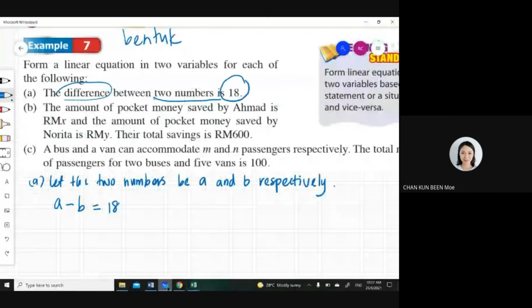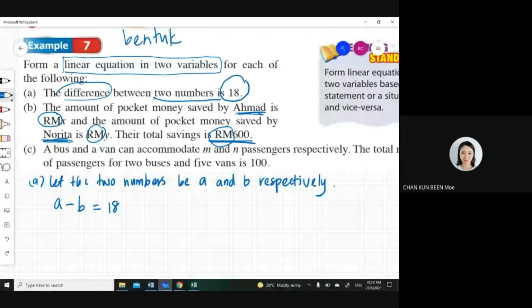Okay, I move on. B. The amount of pocket money saved by Ahmad is RM x, and the amount of pocket money saved by Norita is RM y. Their total saving is 600. So there are two persons, Ahmad, not our Ahmad that we see, and Norita. You have to bear in mind when you are asked to form a linear equation in two variables, the unit we don't write down. So the RM we don't write, because that's the unit. Our linear equation only consists of the variables and the constant, the number.